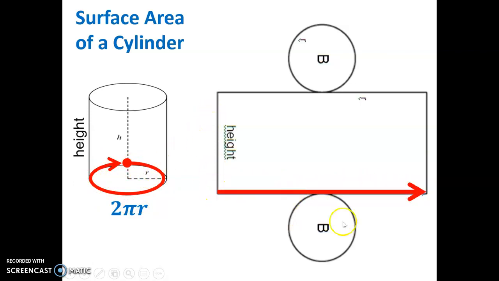Just imagine rolling this around here. This length is the same as this circumference. So the length of that rectangle is actually 2 pi r. And what's the height? Well, the height of that one is the same as the height of the cylinder, right? So now we have two base areas, which are each circles, so pi r squared is the area, plus this rectangle.